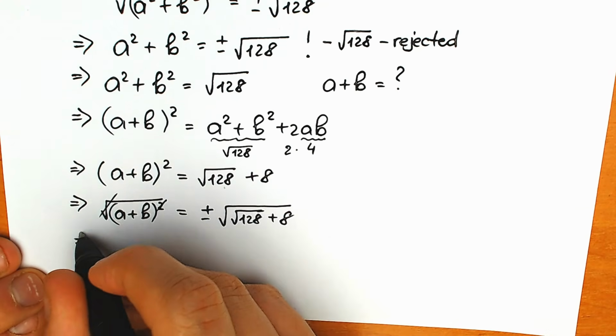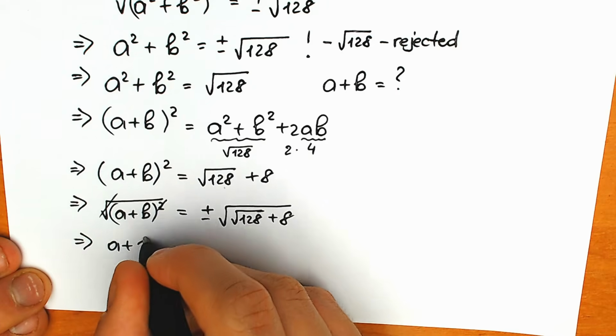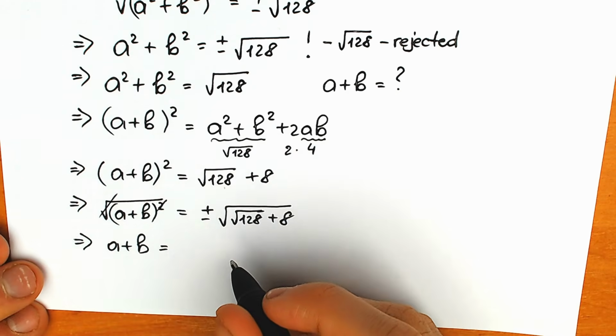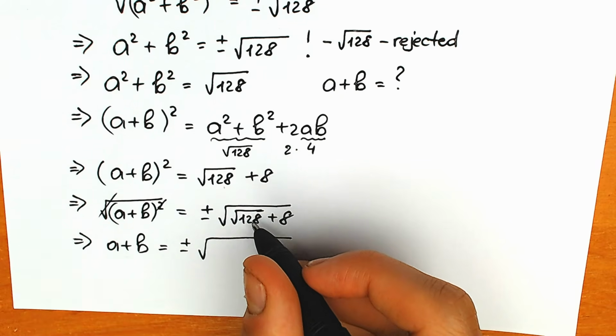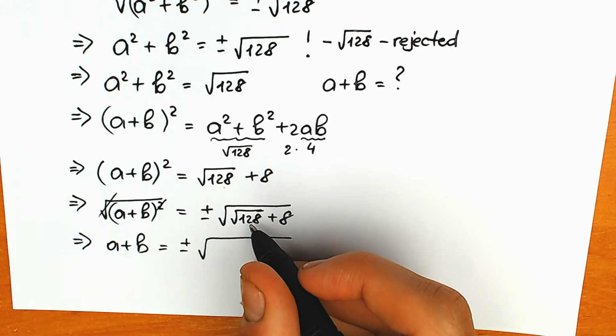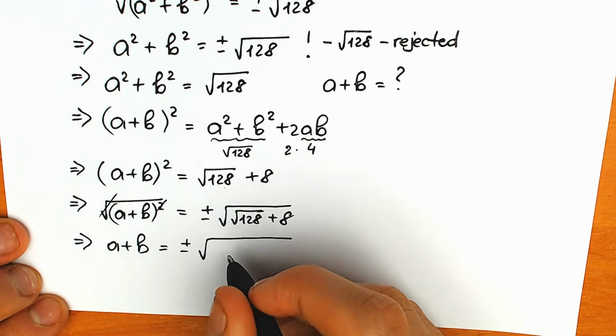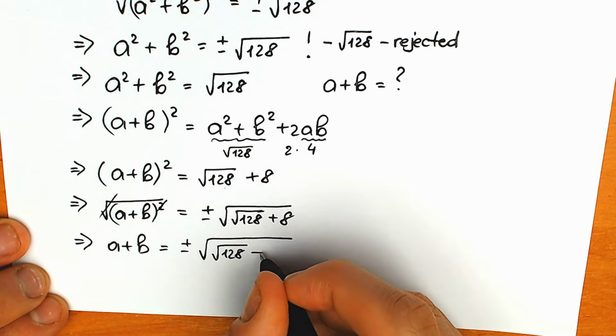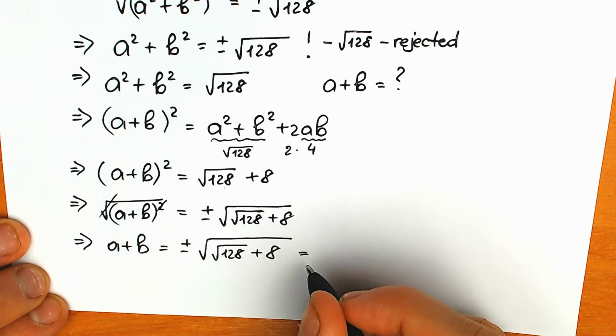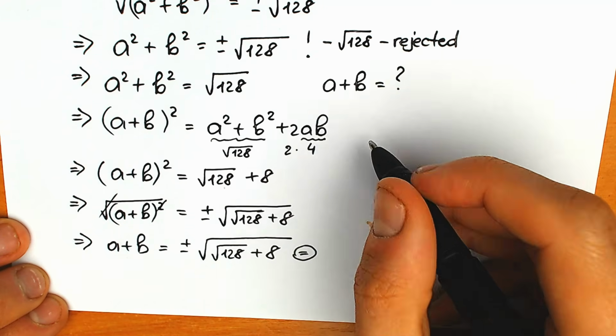So right here, we have a plus b, the expression that we need to find. We need to solve for this. So a plus b equal to plus minus square root of 128. This is an extremely great value. But first of all, let's write our final answer: square root of 128 plus 8. And right here in the new line, let's simplify this.